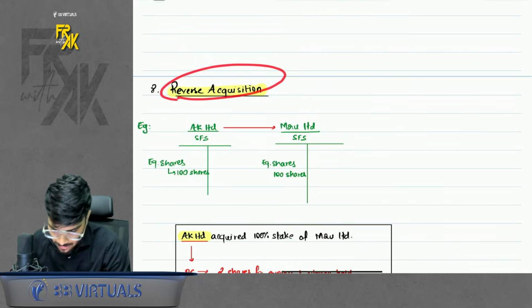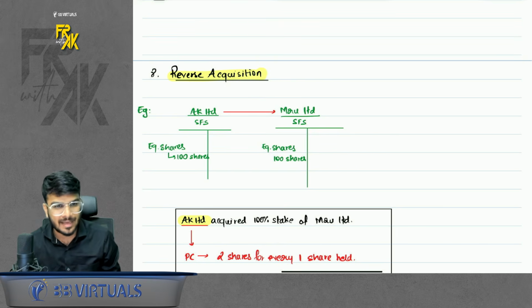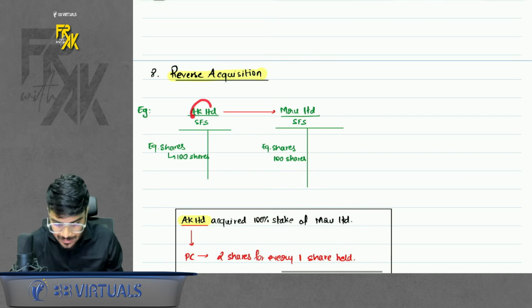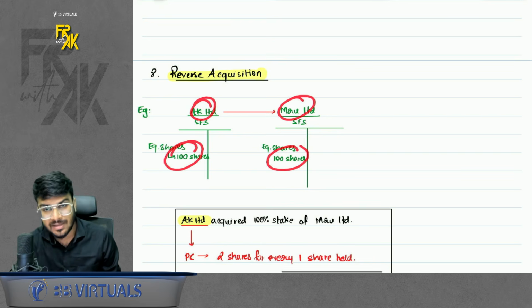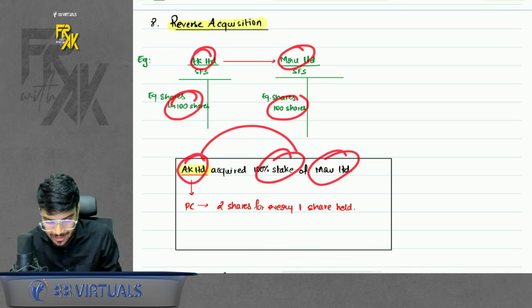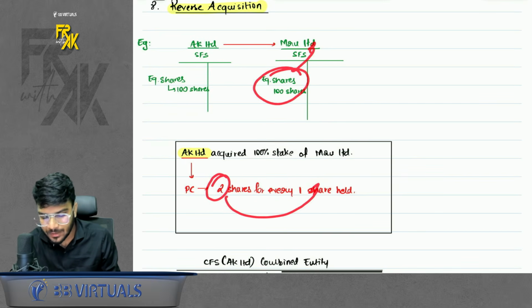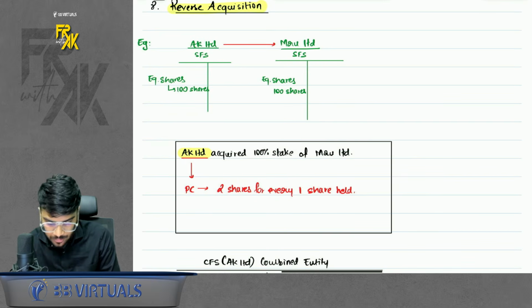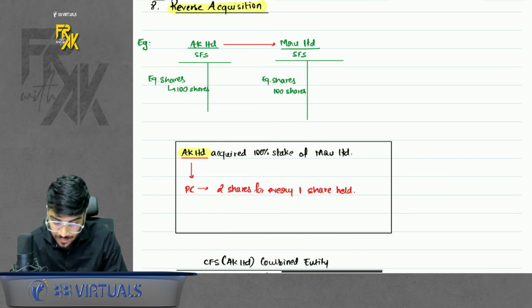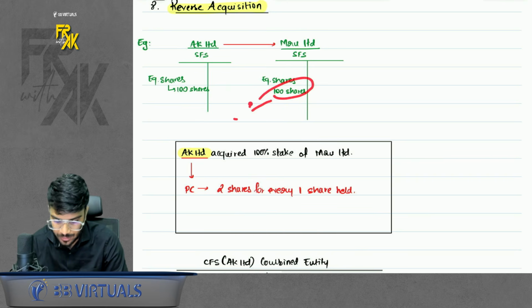Now we talk about reverse acquisition. What is the meaning of reverse acquisition? I gave a very nice example in this. In case you remember, this is me and this is my wife. We both have 100 shares outstanding. Now let's say I acquired the company of my wife, 100%. So I issue PC, 2 shares for every 1 share. How much PC will I give to Mru Limited? For every 1 share I am giving 2 shares. So for 100 shares I will give 200 shares.